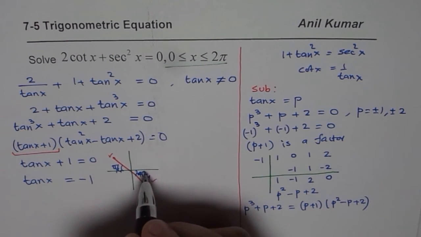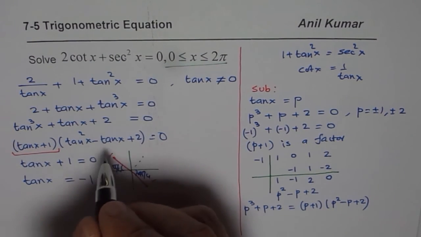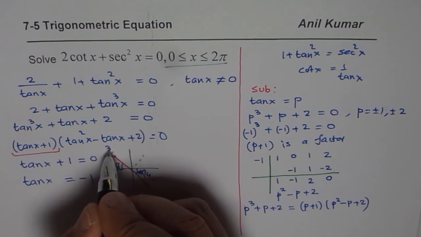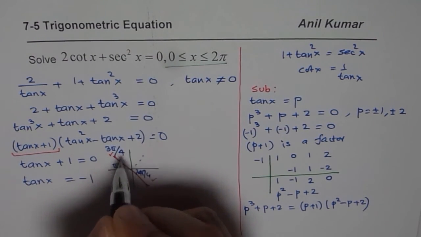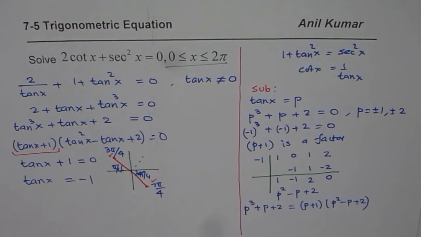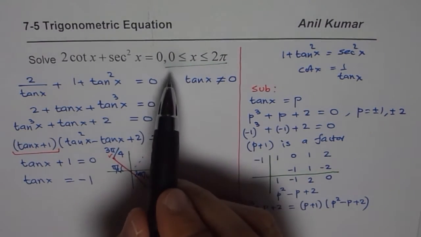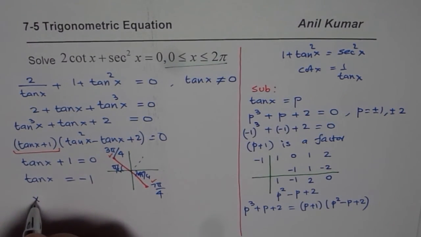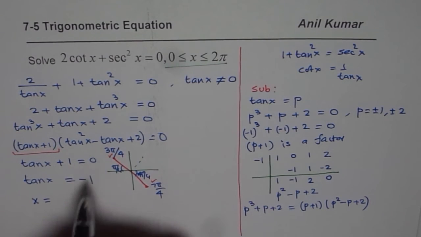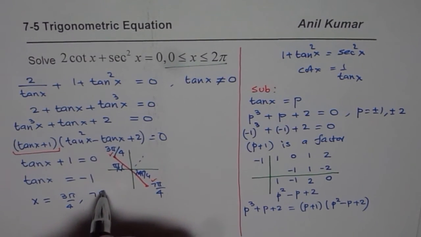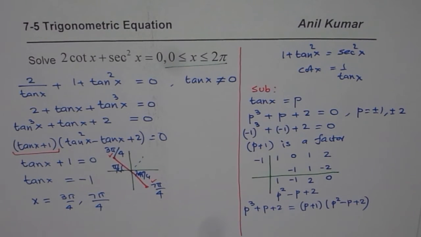And the principal angle will be here, pi by 4, pi by 2, 3 pi by 4. And this one will be 7 pi by 4. Great. So what we really get in the domain 0 to 2 pi, tan of x equals to minus 1 for x is equals to 3 pi by 4 or 7 pi by 4. Right? So that is how you can find.